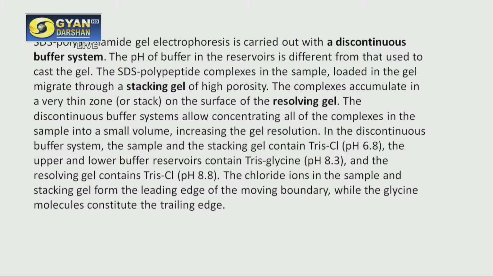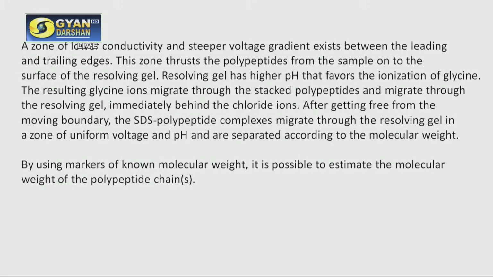The chloride ions in the sample and stacking gel form the leading edge of the moving boundary, while the glycine molecules constitute the trailing edge. And a zone of lower conductivity and steeper voltage gradient exists between the leading and trailing edges. This zone thrusts the polypeptides from the sample onto the surface of the resolving gel. Because the resolving gel has higher pH, it favors the ionization of glycine, and these glycine ions migrate through the stacked polypeptides and through the resolving gel immediately behind the chloride ions.